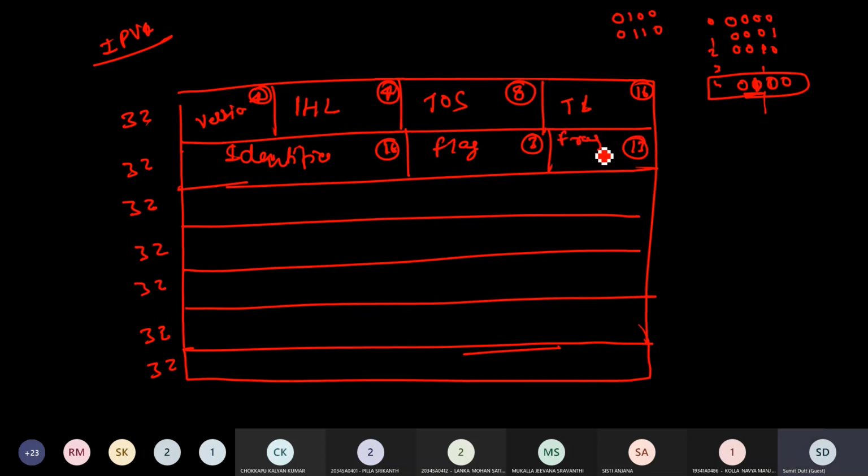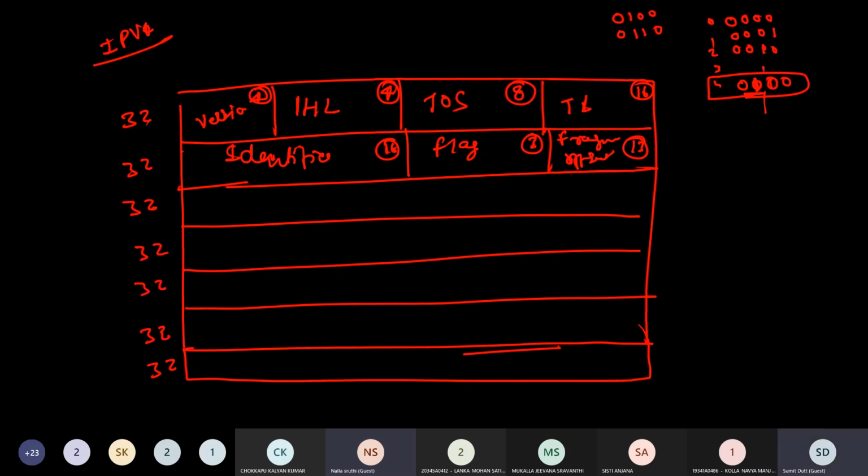What is that? I will explain it to you. Offset value. Okay. Hope you remember: which layer reads or understands the IP address? Layer 3, right? The network layer. And what is the function of the transport layer? Anyone? Segmentation of packets. Very good. Segmentation and concatenation.